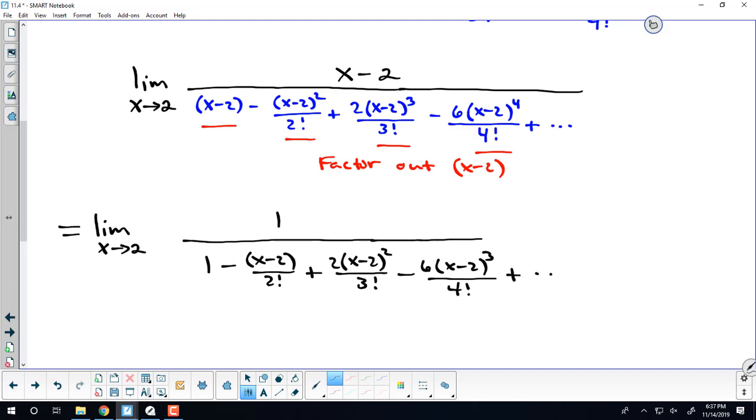And same story for all of those ones that we didn't list. Is everybody okay with that? Again, this isn't the most efficient way to evaluate this limit, but it is an alternative way to evaluate this limit. Now, as x goes to 2, this term, this term, this term, and all of those terms go to 0.